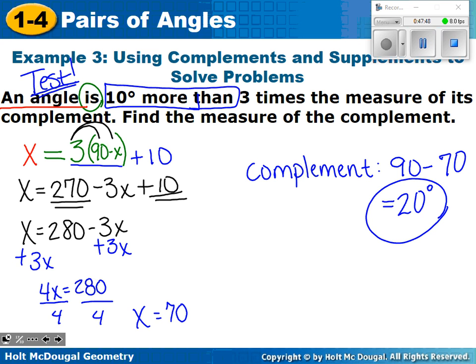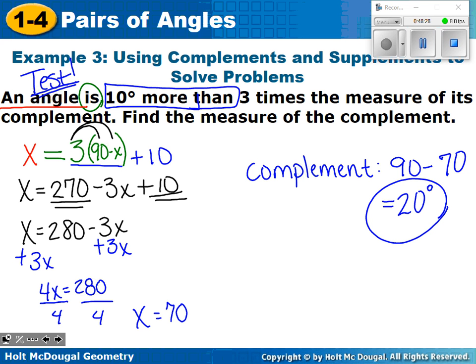One angle is 10 degrees more than 3 times the complement. So you could call one of the angles x, which is going to be our complement. The other angle is 10 degrees more than 3 times that complement. Does that make sense? And then you could just use your angle addition postulate. Part plus part should equal the whole. So then you would have x plus 3x plus 10 should equal 90.